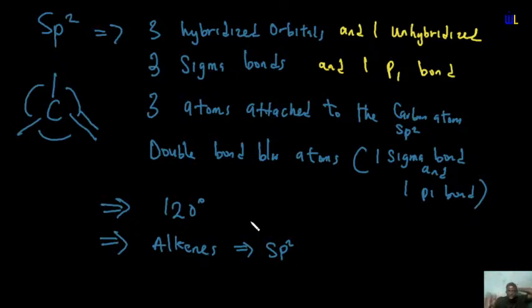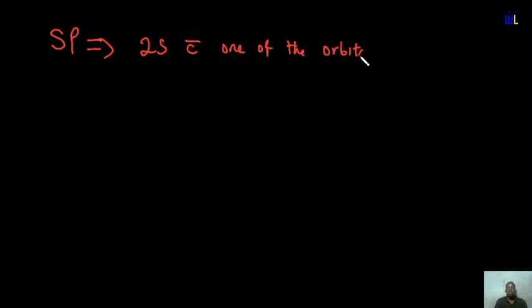Okay, having said that, I'll talk about the final one and would move ahead from hybridization into other things. What is the final form of hybridization? The final form of hybridization is sp hybridization. Now, sp hybridization involves the combination of the 2s orbital with one of the orbitals of the p subshell in the second energy level.